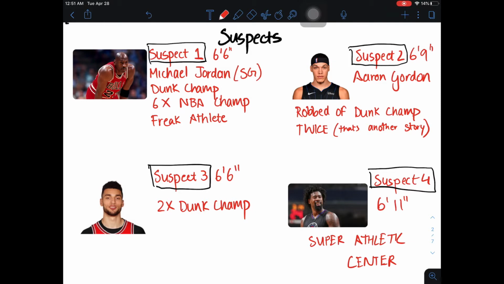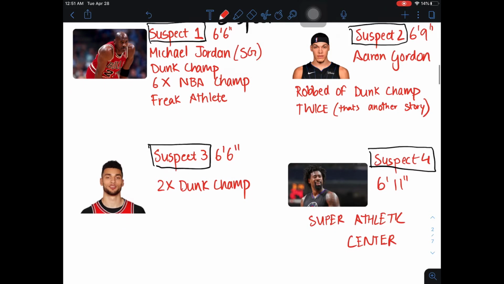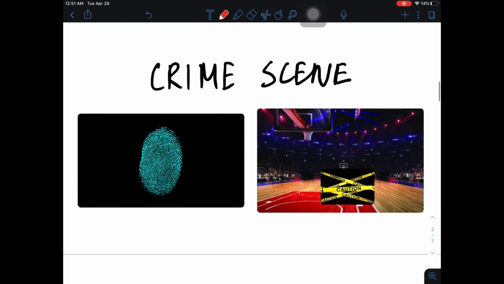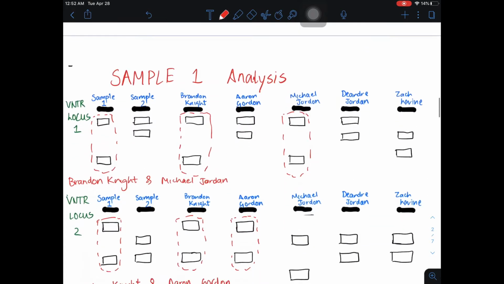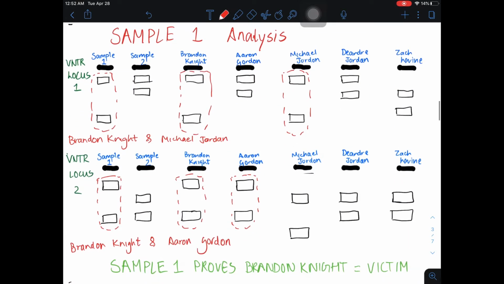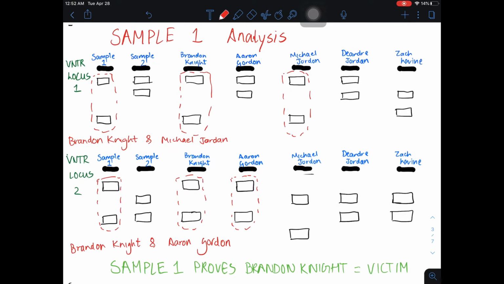The suspects were taken into custody for their statements and fingerprinting. 2 DNA samples were collected from the rim and the hardwood floor and amplified for different VNTR loci and run on separate gels to create a DNA fingerprint. Now, the samples were compared to the 4 dunker suspects and Brandon Knight. We have to look at the gels for the 2 VNTR loci and analyze each suspect's fingerprint to compare and to see who was responsible for this vicious dunk.